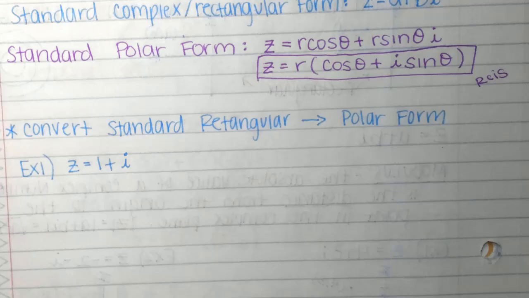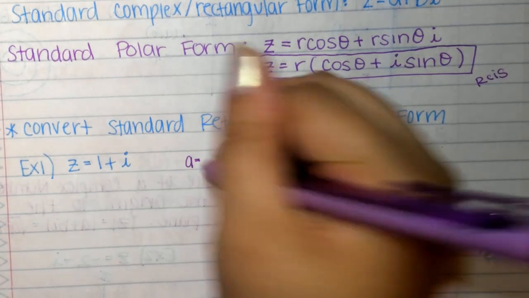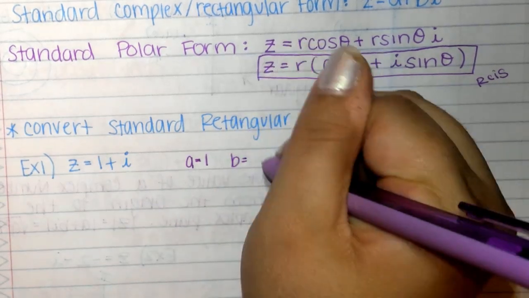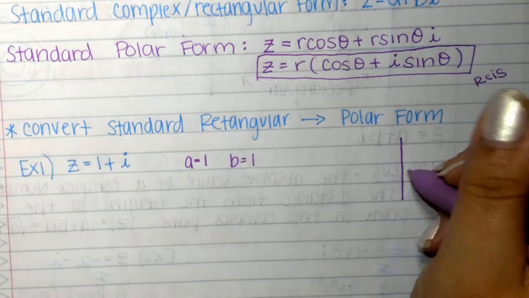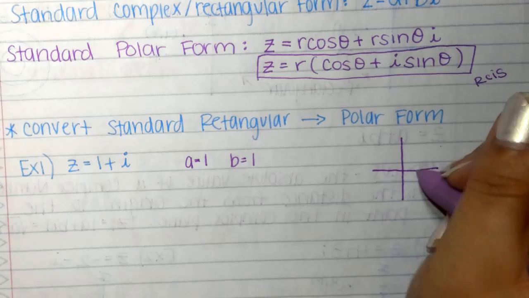What do I know? Yeah, you're right. What do I know? A and B. What's A? 1. What's B? 1. And I actually think on your homework it's going to have you graph it. You can just draw a little small sketch.